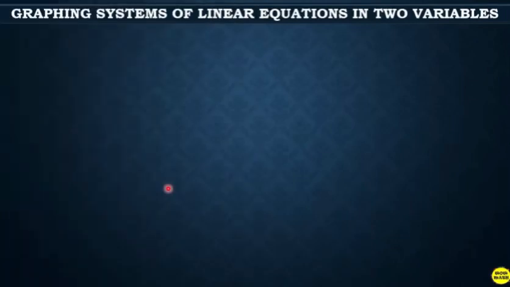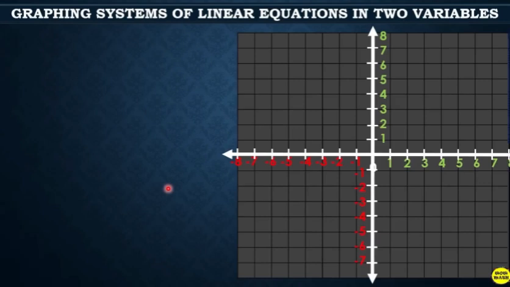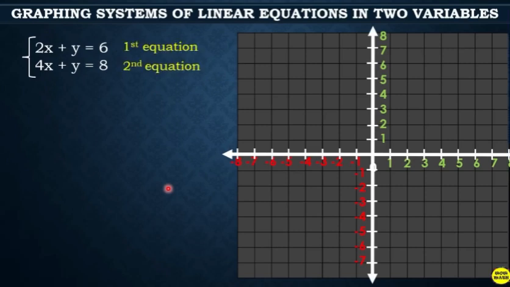So, in graphing systems of linear equations in two variables, I have here a system of 2x + y = 6 and 4x + y = 8. So, this is your first equation, this is your second equation. So, lagi nating ililabel na first equation, second equation. Para masanay tayo. Okay? Lalo na kasi kapag nag-solve tayo using substitution and elimination, we need to label muna yung ating systems kung first equation or second equation.